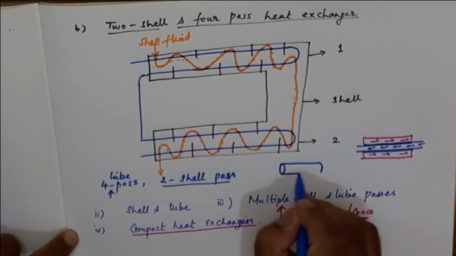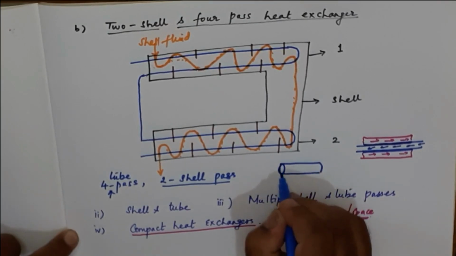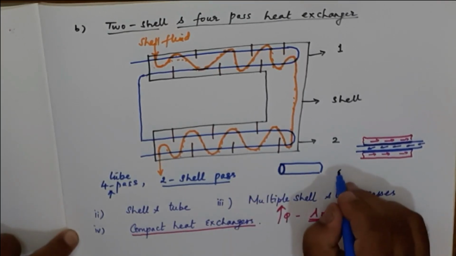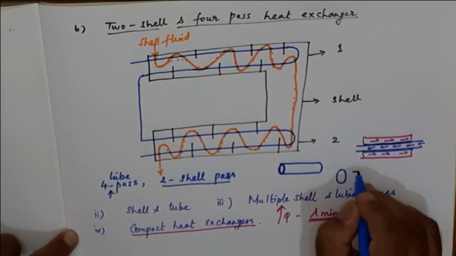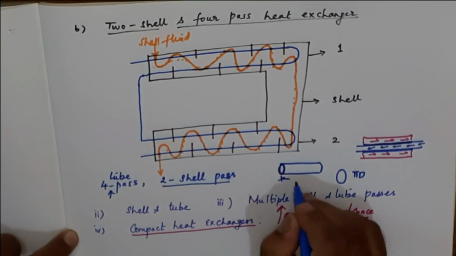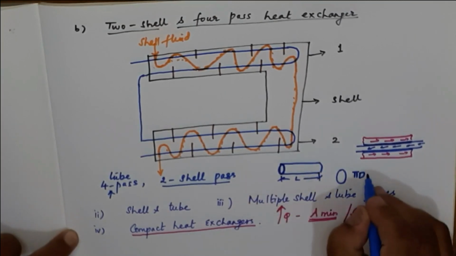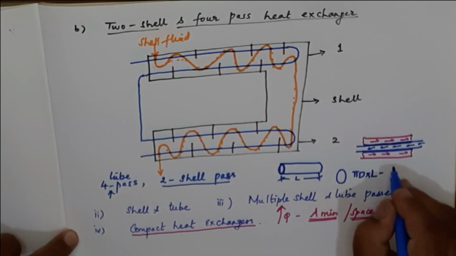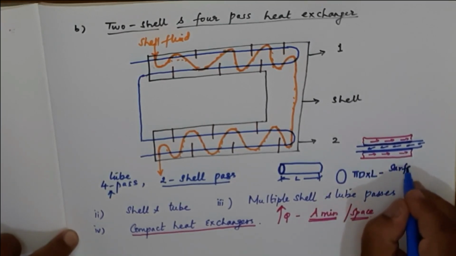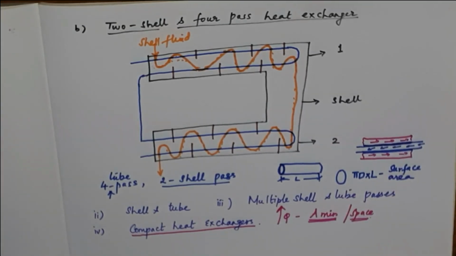So when you draw this area, this is pi d. You have a circle. The circumference of the circle is pi d, multiplied by the length L. Pi d into the length gives the surface area.